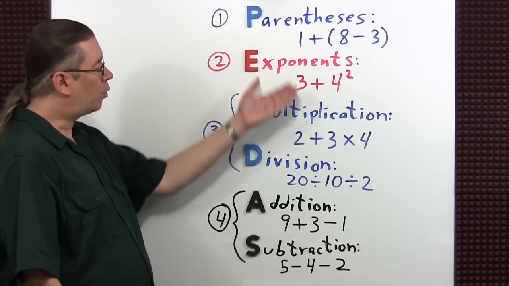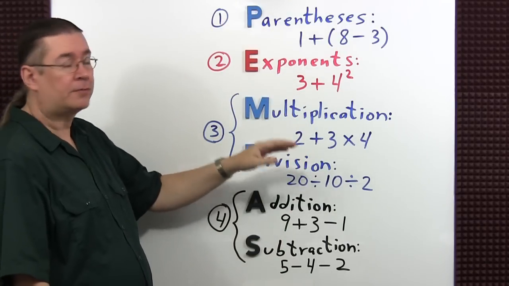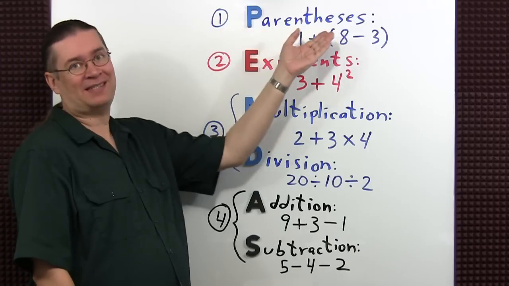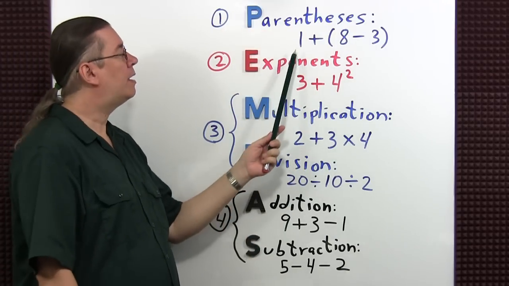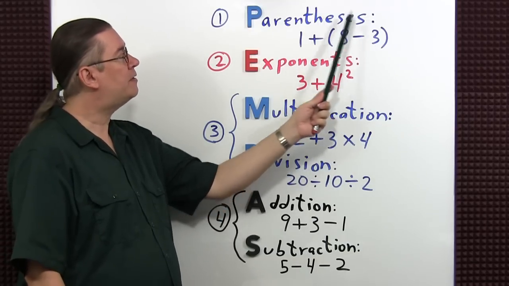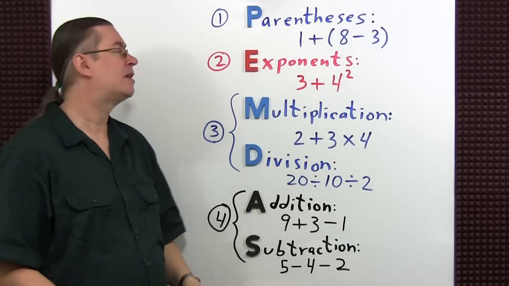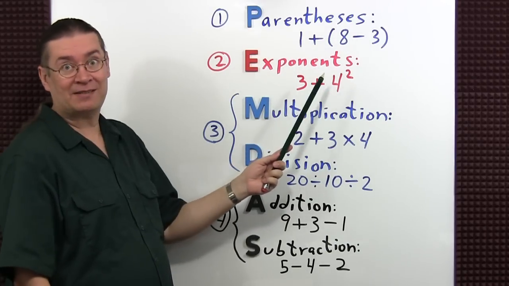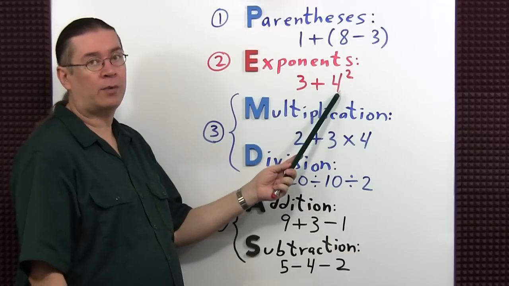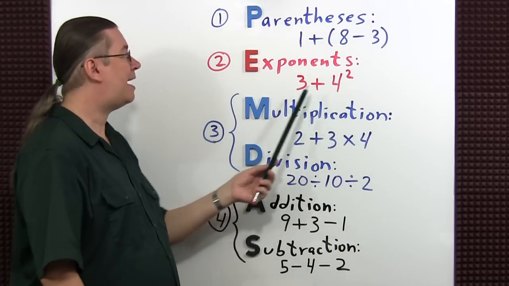Here I have displayed our order of operations. Whatever's higher is performed before anything that's lower. So in first place, we have parentheses. For example, 1 plus the quantity 8 minus 3. Since 8 minus 3 is within parentheses, you do that first. Then add 1 to the result. In second place, we have exponents. For example, 3 plus 4 squared. You would square 4 first, then add 3 to it.